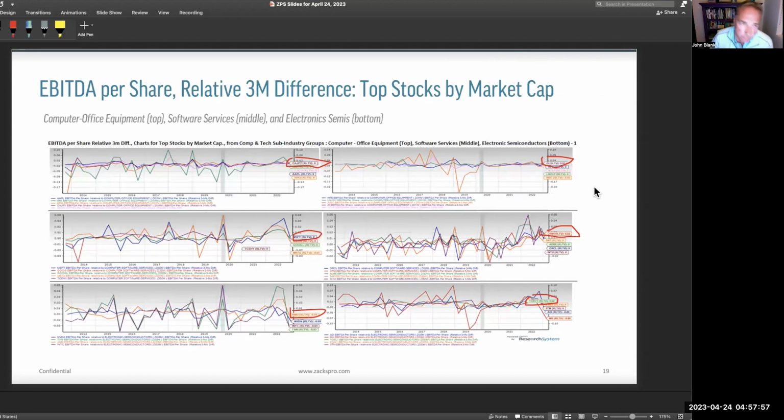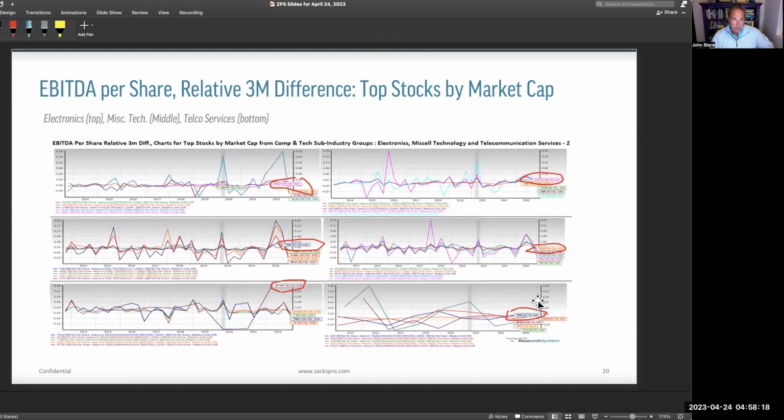EBITDA per share. Okay, of course, this is just plainly better, like earnings per share relative to the industry. So let's see who's in here. Canada's in here. Zoom's in here. Salesforce is in here. Microsoft is in here. AMD is in here. Tokyo Electron. We've heard that name a lot. There's a name for you to take a look at. Tokyo Electron. EBITDA per share.